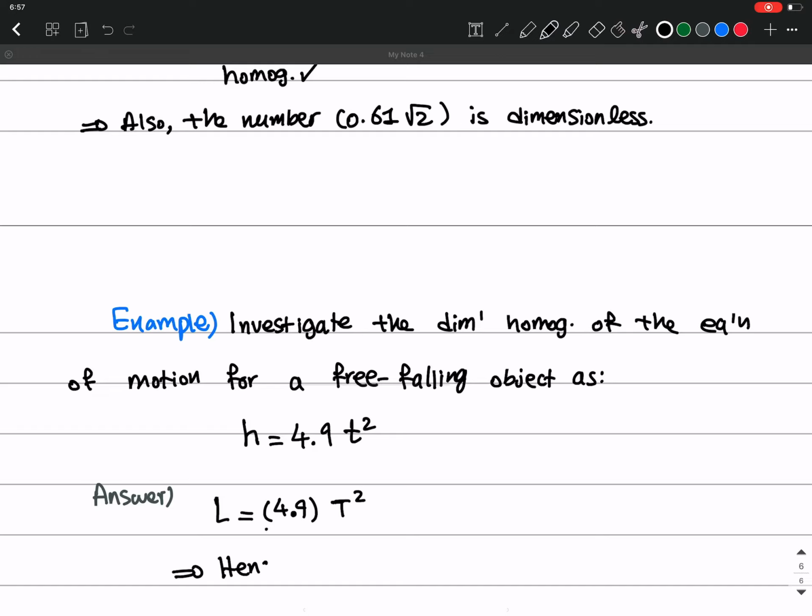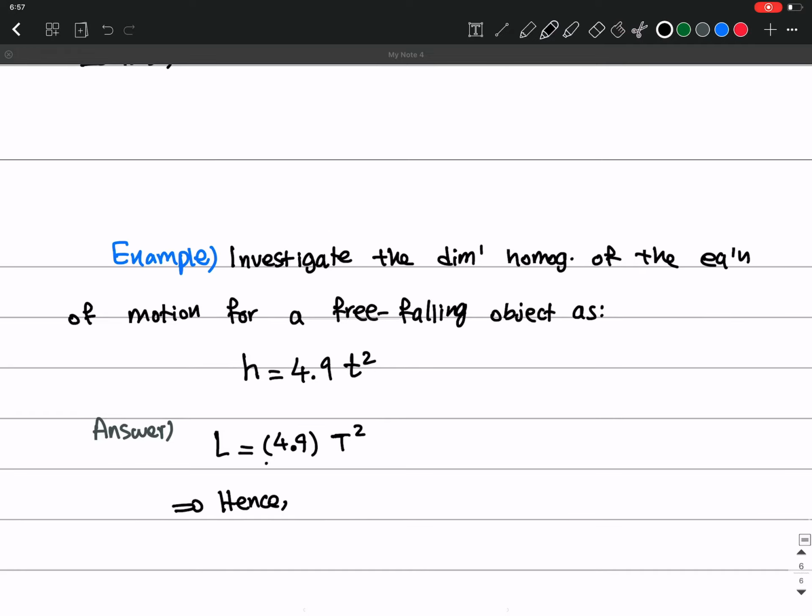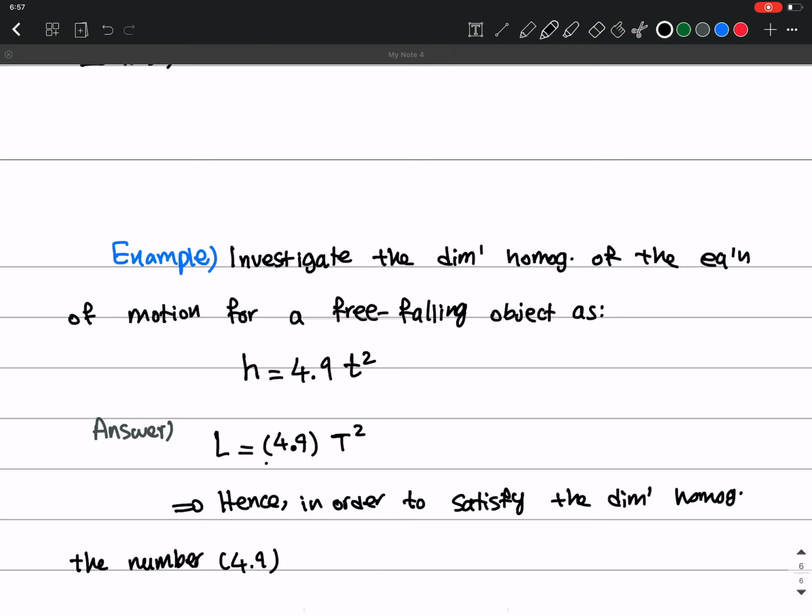So hence, in order to satisfy the dimensional homogeneity, the number 4.9 should have dimensions.